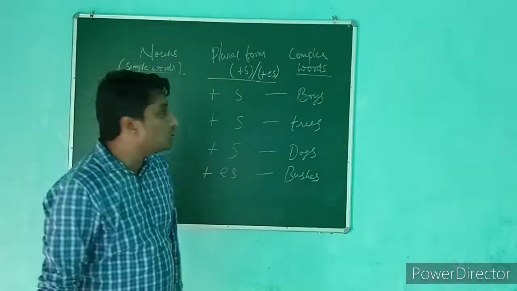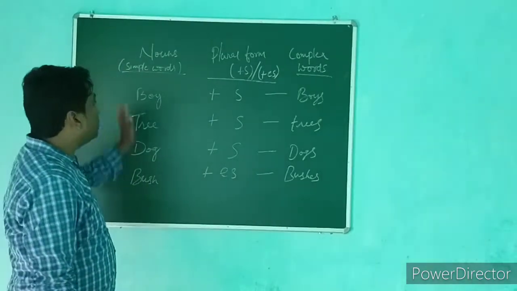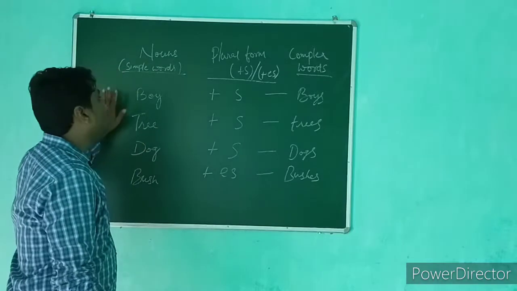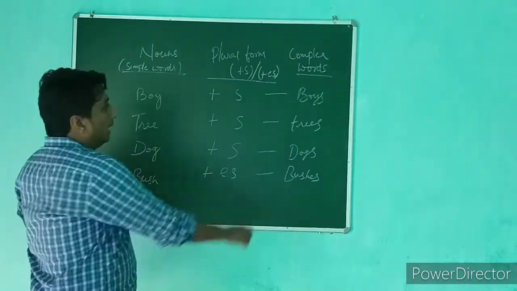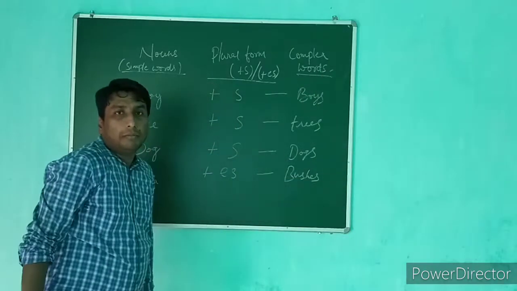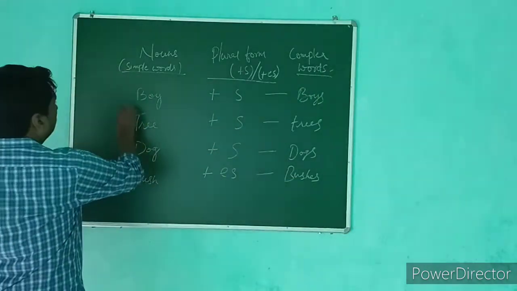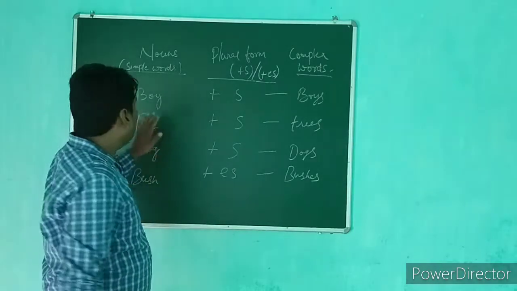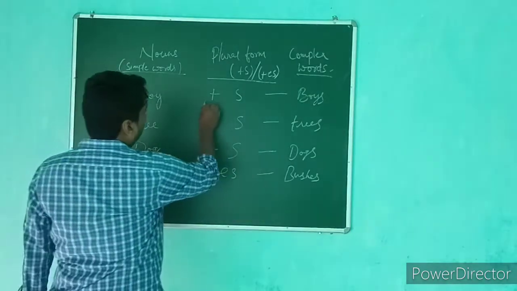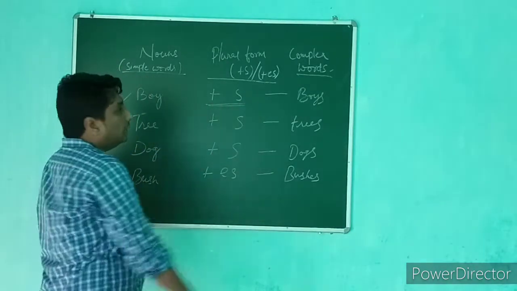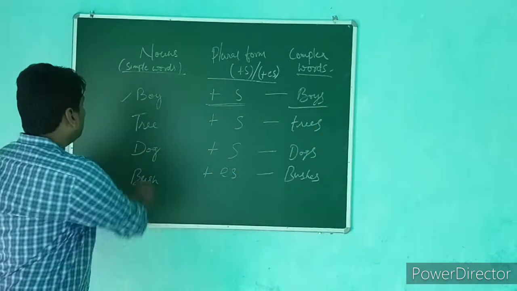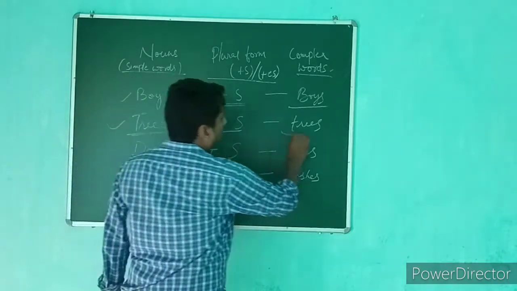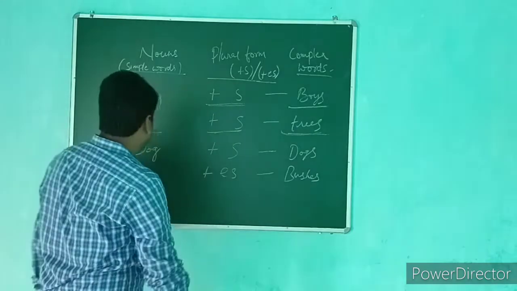So in the previous class I also taught you about nouns and simple words and how plural endings s or es can easily be attached to simple words in case of nouns, and a complex word can be easily formed. For instance, if we have a simple word boy and we add a plural ending s, it forms a complex word boys. In a similar fashion, if we have a simple word tree and we add a plural ending s, a complex word is formed, which is trees.